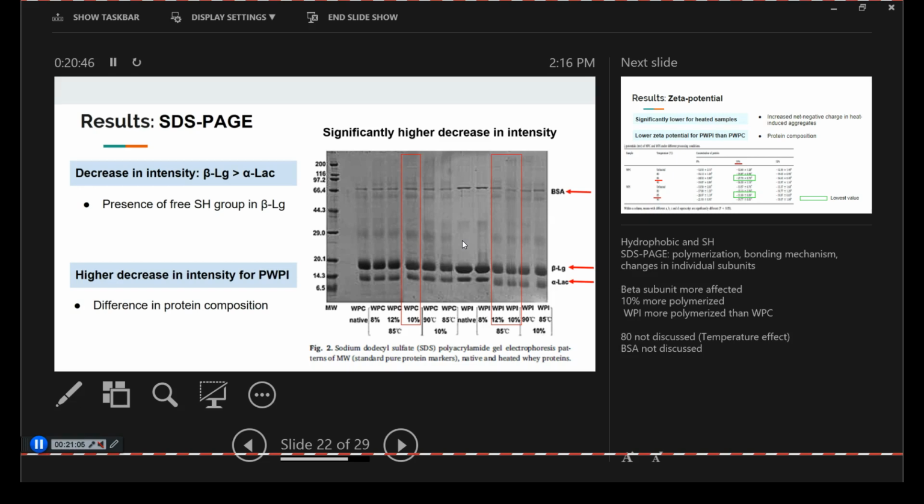Based on reduction of intensity of the bands, because supposedly when you add SDS and when you add beta-mercaptoethanol, you're reducing everything and solubilizing everything. So the difference in banding should not be there unless they didn't load based on protein content. In order to see polymerization, they should have run it without reducing. Interesting.